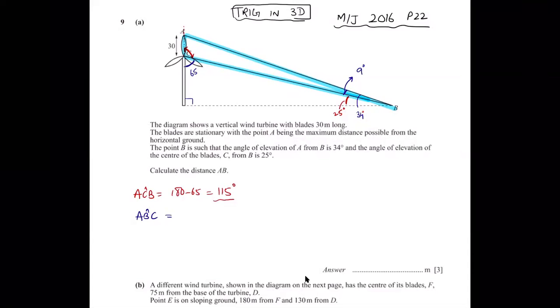Okay, so I have a triangle in which I know two angles and one side. This is A, this is C, this is B, this angle is 115, this angle is 9, and this length is 30 meters. The question is asking me to find the length of AB. Which rule comes to your mind? Which rule can you think of that is going to help you get the length of AB?